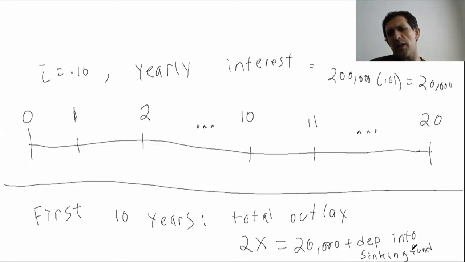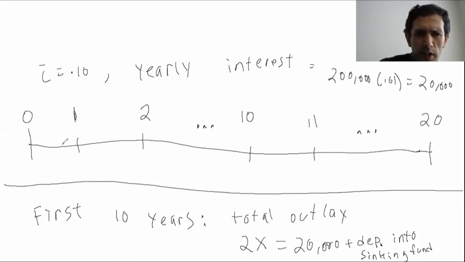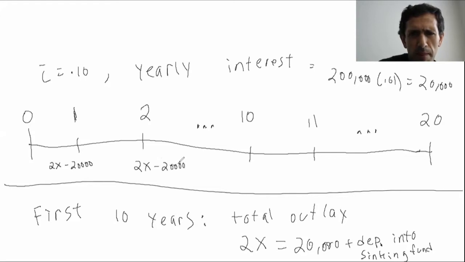Okay. So at the end of each year, you pay interest and you deposit a certain amount into the sinking fund. We treat that as a payment. All right, so all you do is subtract by 20,000. 2x minus 20,000 is the deposit into the sinking fund. So at the end of each year, 2x minus 20,000. And we can employ the same logic for the second 10 years.